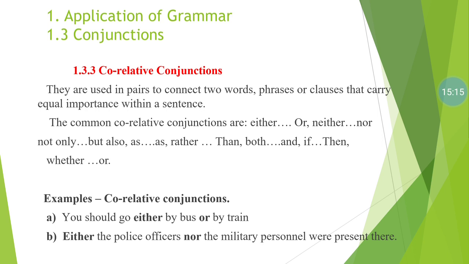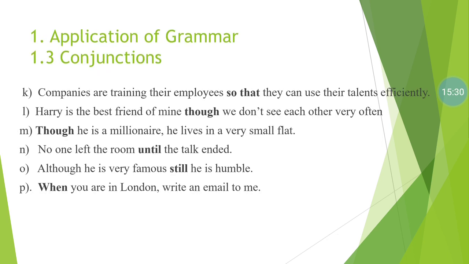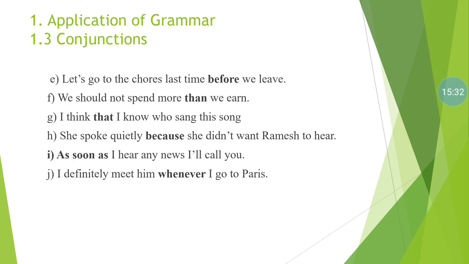Number 2, neither the police officer nor the military person was present there. In this example, neither nor is used. Neither police officers nor military persons were present there. Means the same: no police officer was present there, no military person was present there, the same equal importance.